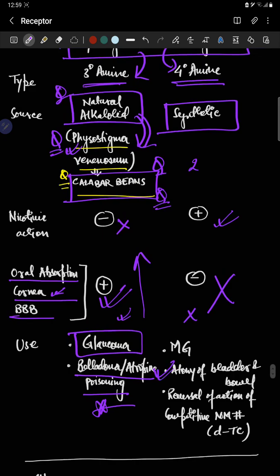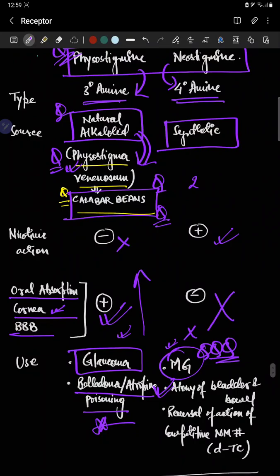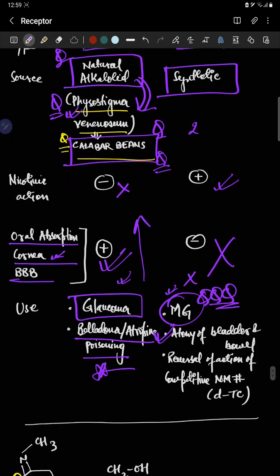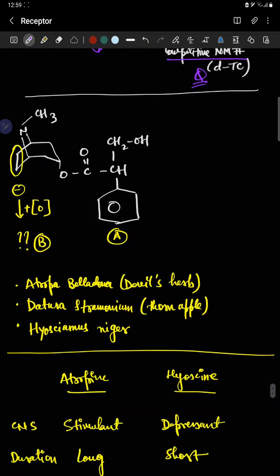It is used in atony of the bladder and bowel, and it is used in myasthenia gravis. It is a very important question, like neostigmine is used here. Pyridostigmine is used in myasthenia gravis, as a test. Okay, the Tensilon test. You will learn more in detail in future. Also, reversal of the action of the competitive NM blocker DTC is also done by neostigmine. This is a potent Viva question. These are very easily understandable.